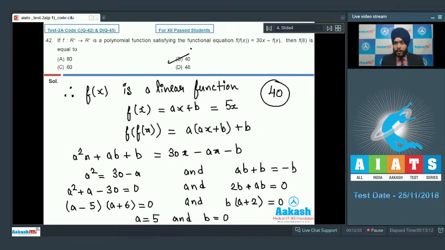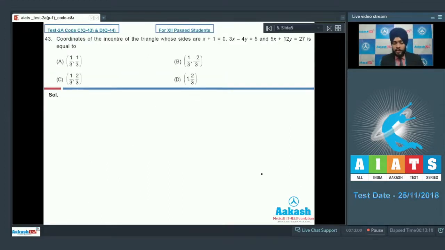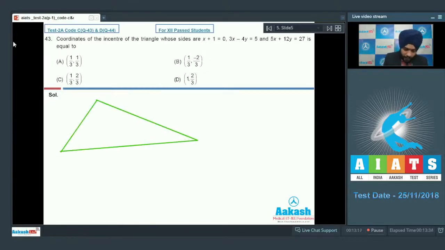Let us move further to the next question, question number 43. It says that the coordinates of the incenter of the triangle whose sides are x + 1 = 0, 3x - 4y = 5 and 5x + 12y = 27 is equal to. So let us have a triangle first of all. You should always make an irregular triangle. Don't ever make an equilateral or isosceles triangle when you are doing such questions.